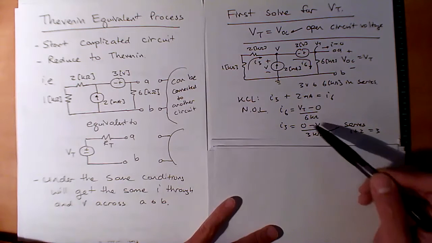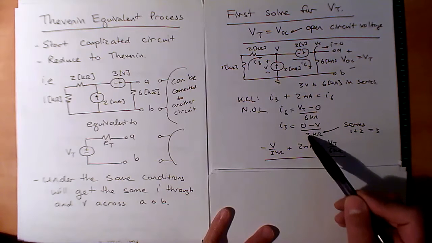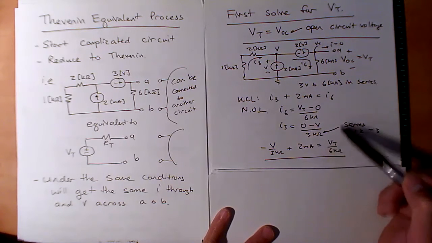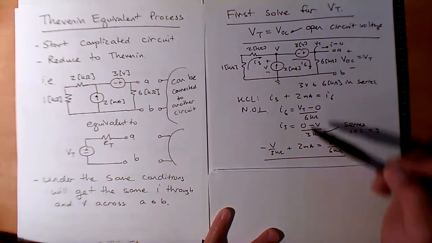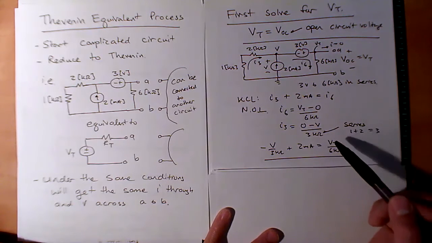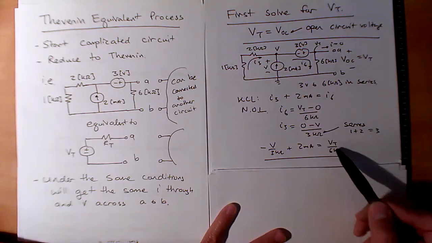Good. I can plunk these guys in and see what I get. I get minus V over 3 kilo ohms, that's for this one. I get 2 milliamps, and I get VT over 6 kilo ohms here. And I look at them like, okay, not bad. One equation, but two unknowns. But I would like to have one more equation to get two equations, two unknowns to solve this.